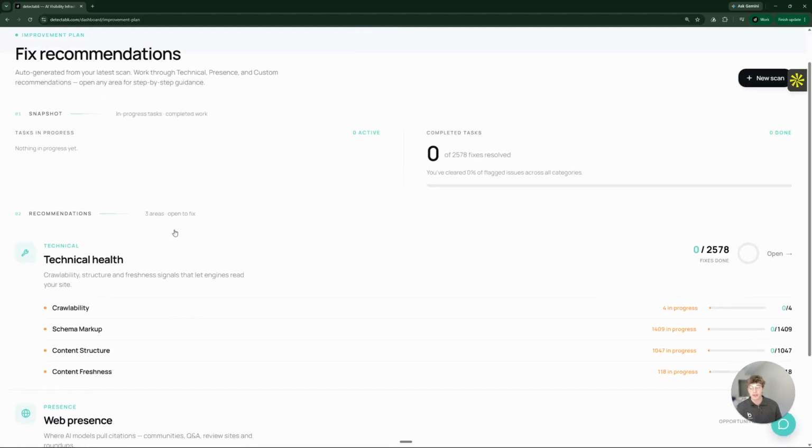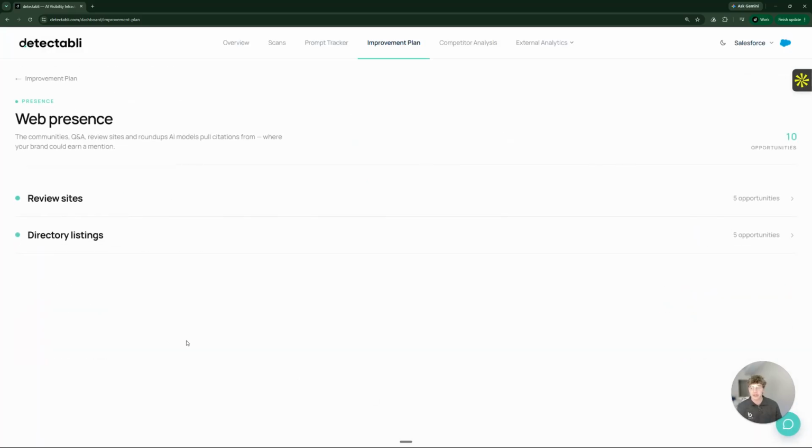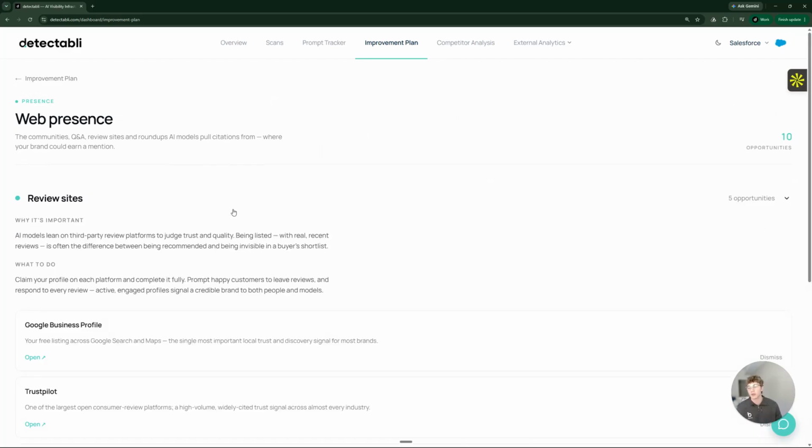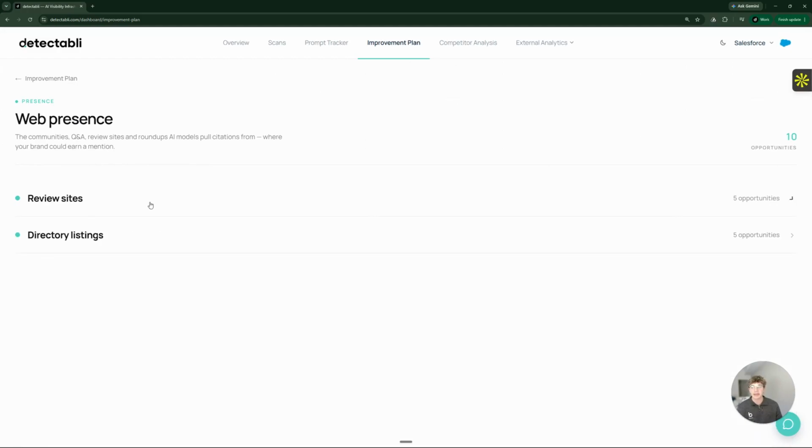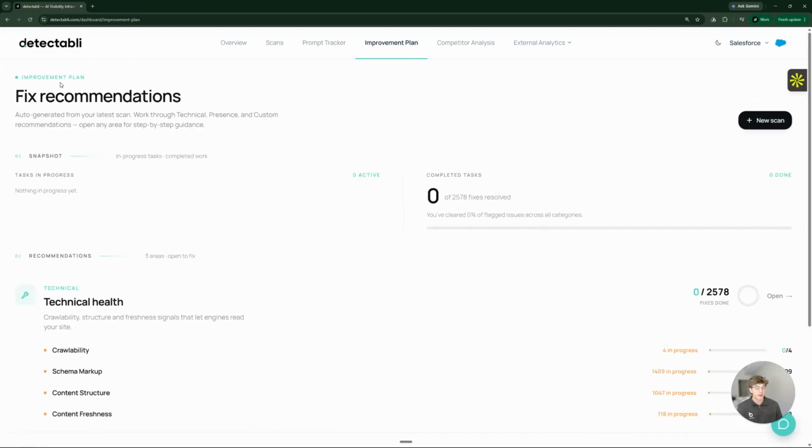What we also then do is give web presence recommendations. These recommendations could be going into specific Reddit threads and being active in these threads, or making sure you have profiles on these specific review sites. Through all of this, it should help an AI understand exactly where your brand sits, and to be able to see exactly if and how an AI is understanding you.